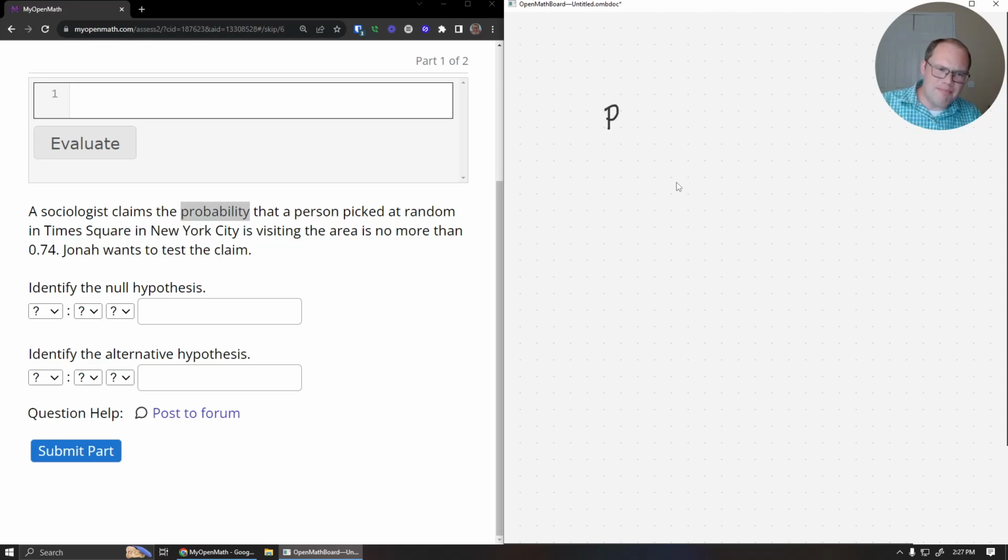So what does that mean? Well, no more means it cannot be more. Okay, so less than or equal to 0.74. It can be equal to, but it can be no more than 0.74. It can be less than, but not more. Now this statement has an equal to in it. That means this is a statement of the null hypothesis.